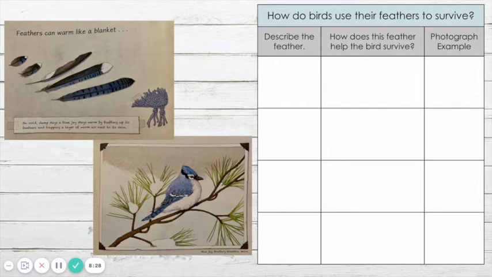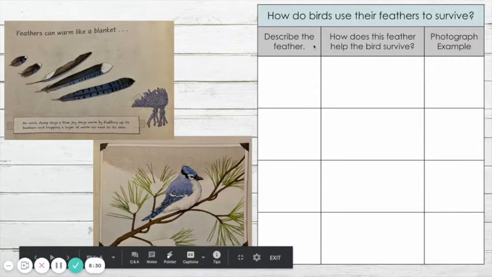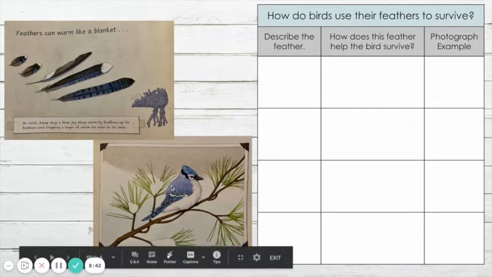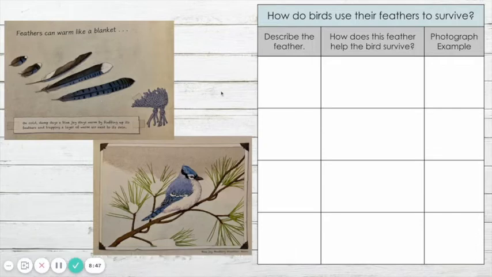How would I describe the feather? Let me think. I think I could say that this feather looks maybe soft, maybe fluffy. I'll put fluffy, soft, and warm because I know that it is like a blanket, so it has to be warm. And that helps me with my understanding of our next question.